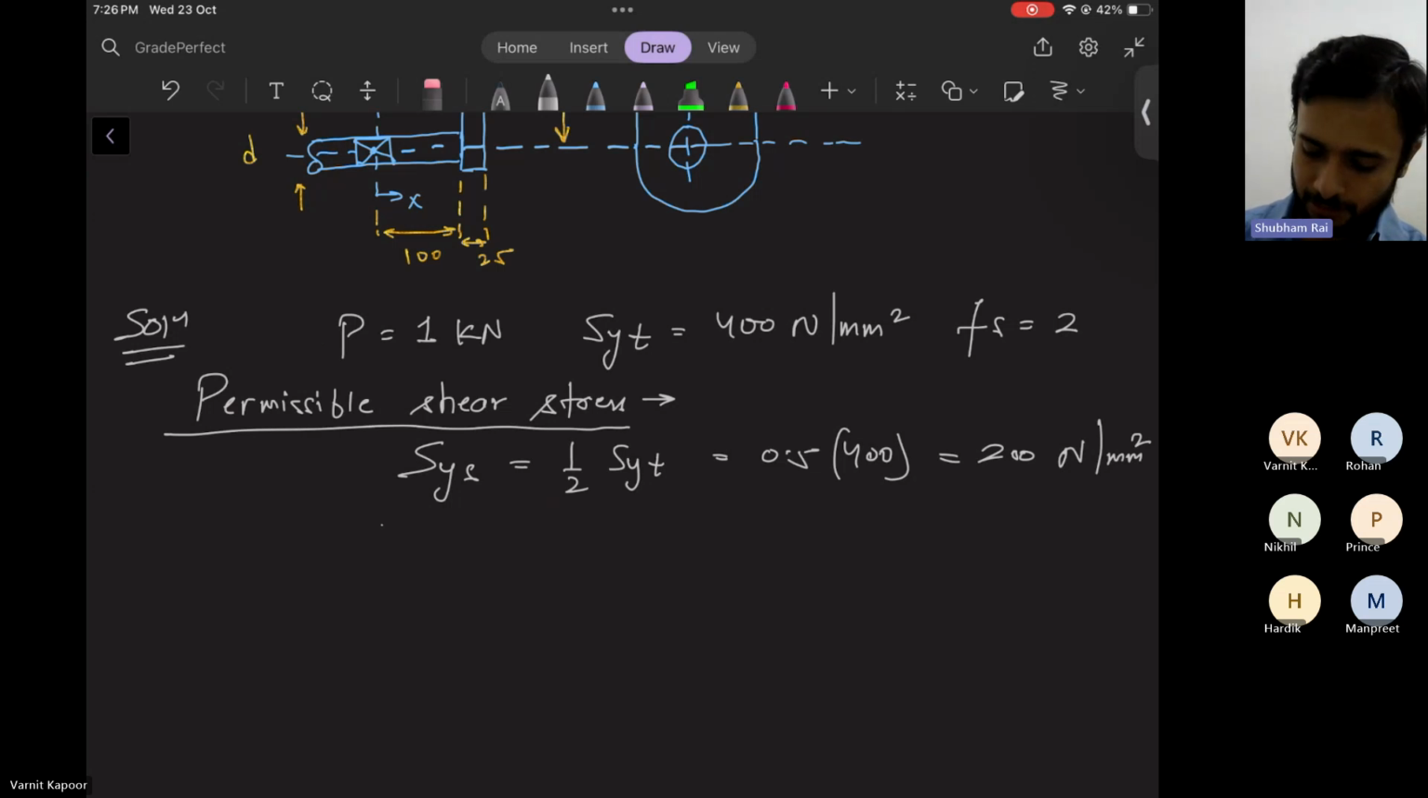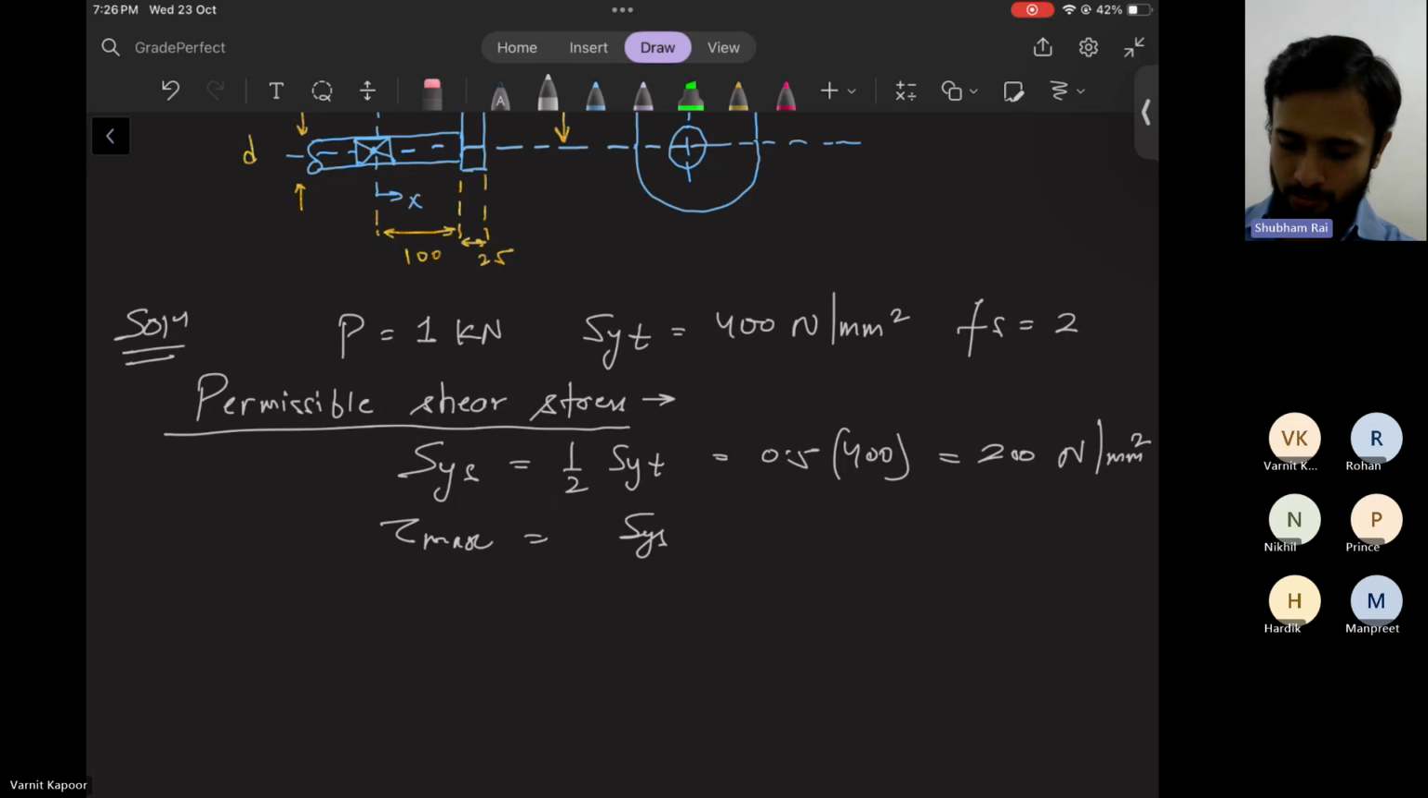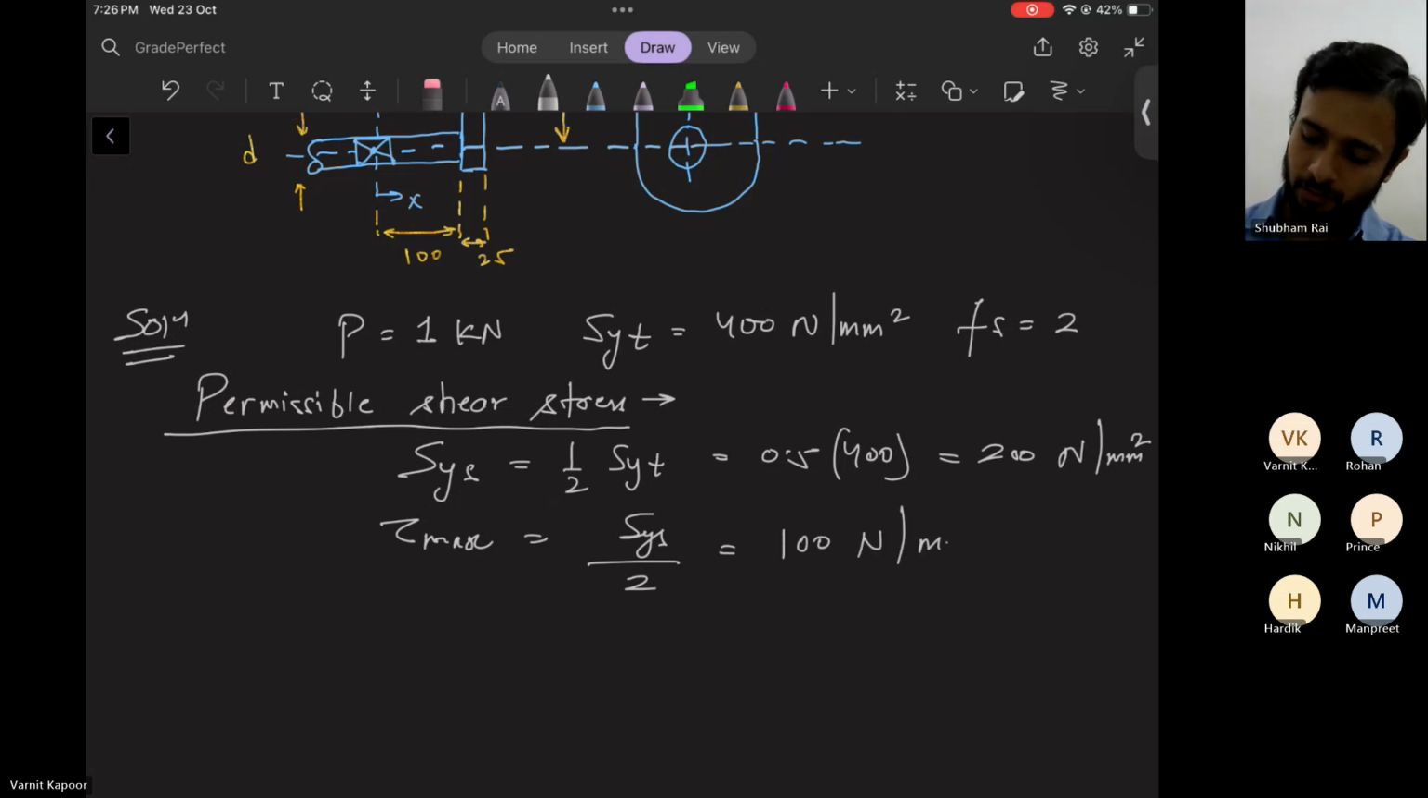Now you have to determine the maximum shear stress that you can allow. So it will be this maximum shear stress divided by the factor of safety, right? So this will be 100. You can only allow 100 megapascal of maximum shear stress in the body, because you have to give a factor of safety of 2. Okay.